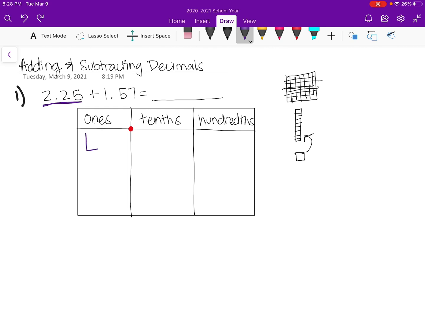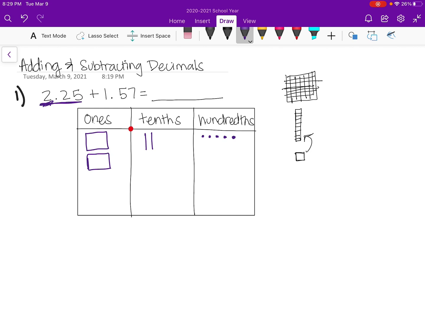So I'm going to draw 2 of the flats, the 2 wholes, because that's in my ones place. Then I have 2 in my tenths place, so I will draw 2 tenths, and I have 5 in my hundredths place, so I will draw 5 hundredths. 1, 2, 3, 4, 5. All right, that represents 2 and 25 hundredths.